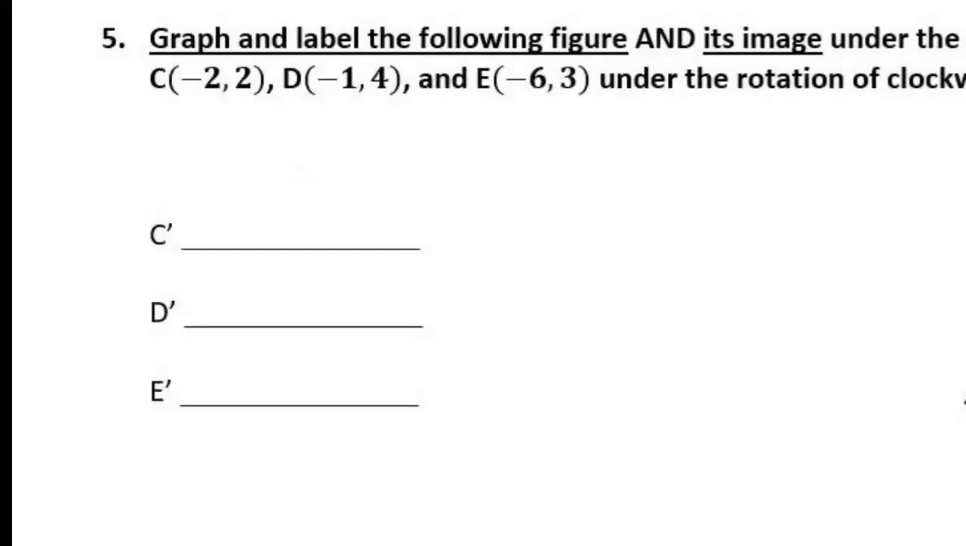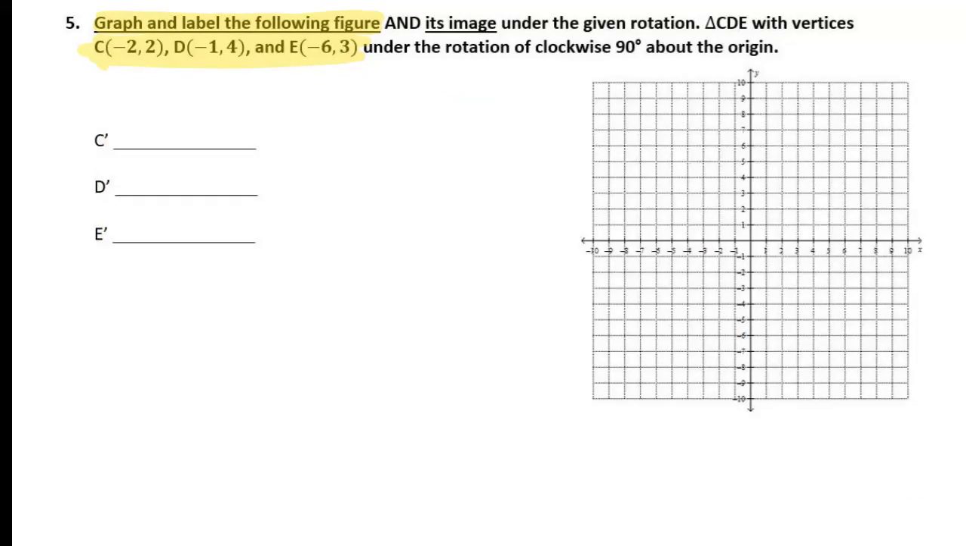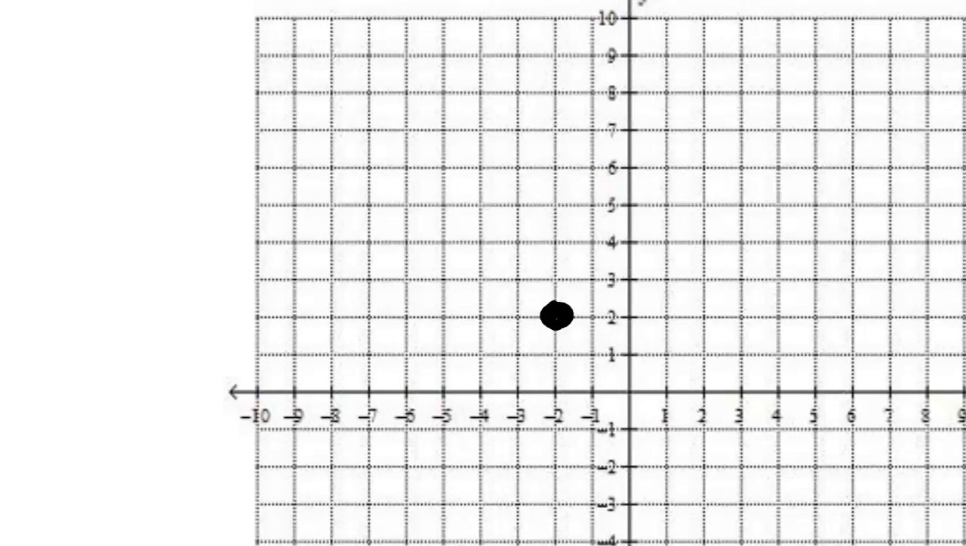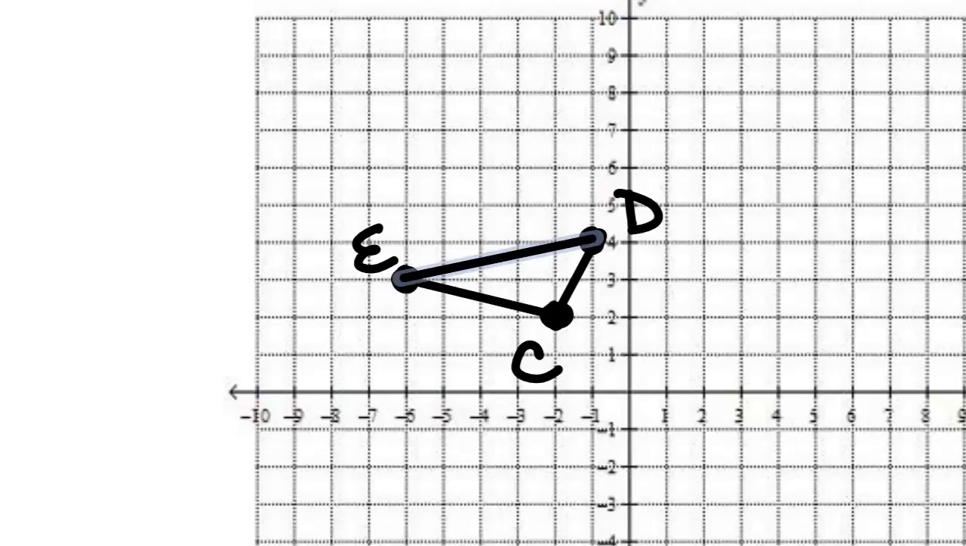Graph and label the following figure and its image. The figure that they want me to graph and label is triangle CDE, and they gave me the ordered pairs right there. C is negative 2, 2. D is negative 1, 4. And E is negative 6, 3. Then I use my straight edge. I connect those points together to make my original triangle.